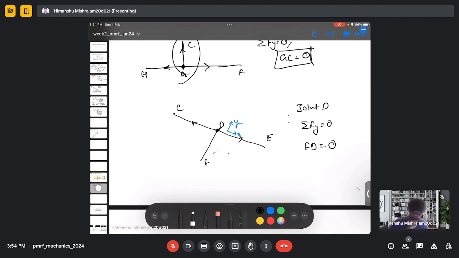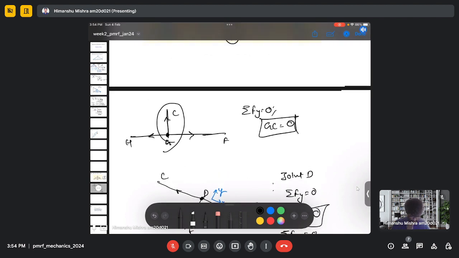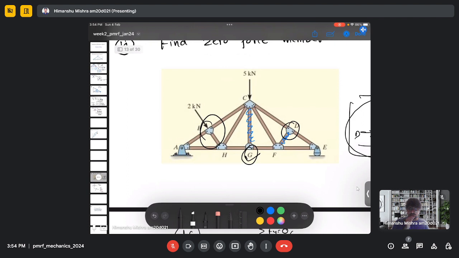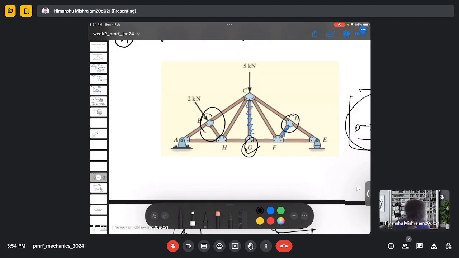And if I do it in the X direction, I will have CD minus ED equal to zero, and I will get CD equal to ED. So basically FD equal to zero here. So now let's consider this part of the joint.